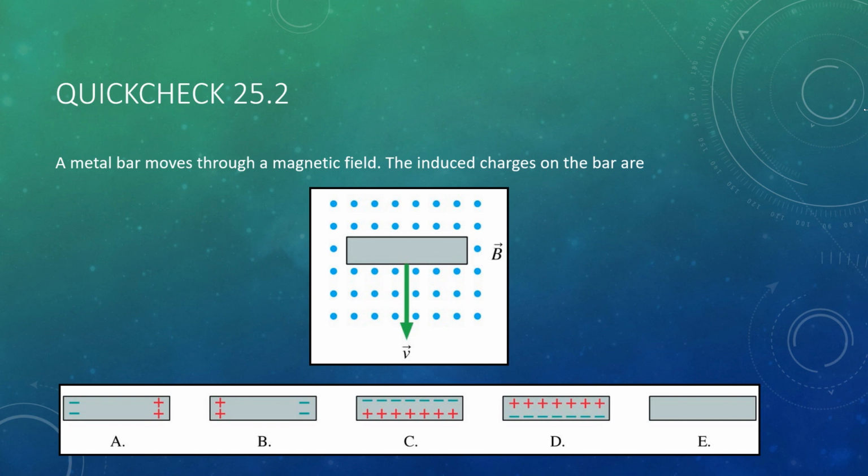Okay, so in this case, again, apply your right-hand rule. You should get B as your answer. Our velocity points downwards, so our thumb should be pointing down. B is out of the page, so back toward you, which means your middle finger is going to point to the left, forcing the positive charges to the left, negatives to the right. So we have a left and right split between our positive and negative charges, with positives on the left, as shown in option B.